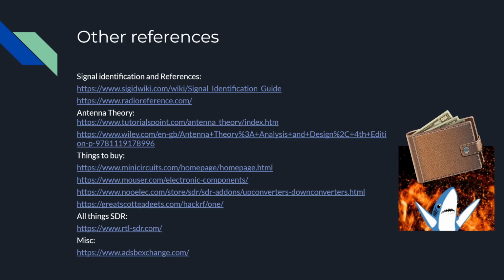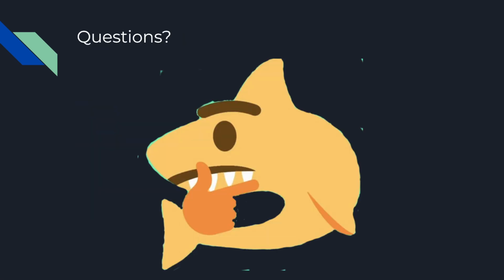For antenna theory, Tutorials Point has a pretty decent overview, an intro to antenna theory kind of thing. You can click through it. I would say it's average, but if you really want to get into the woodwork and go really off the deep end, there's Antenna Theory: Analysis and Design by, I think his name is Balanis. That book is insane. That's the de facto standard for learning anything about antenna theory, and that's this Wiley link right here.